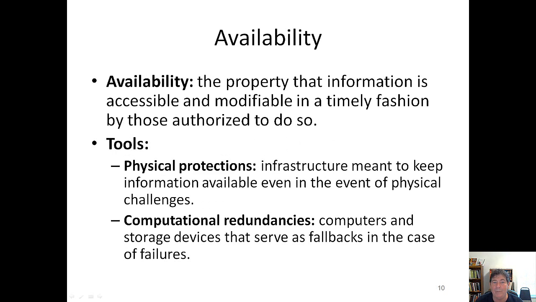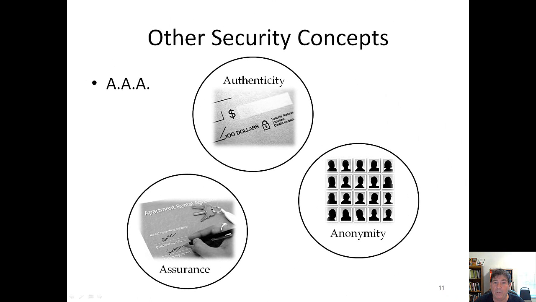Availability is the property that information is accessible and modifiable in a timely fashion by those authorized to do so. Tools for this include physical protections, infrastructure meant to keep information available even in the event of physical challenges, and computational redundancies, computers and storage devices that serve as fallbacks in the case of failures. Three other very common security concepts can be represented by the acronym AAA. This stands for assurance, authenticity, and anonymity.